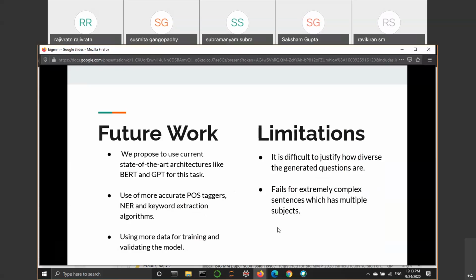So we are currently working on it, and the limitation is we don't actually have a way to justify or evaluate how diverse our questions are. And similarly, like all models, our models tend to fail on complex sentences, which have multiple subjects or multiple noun phrases.